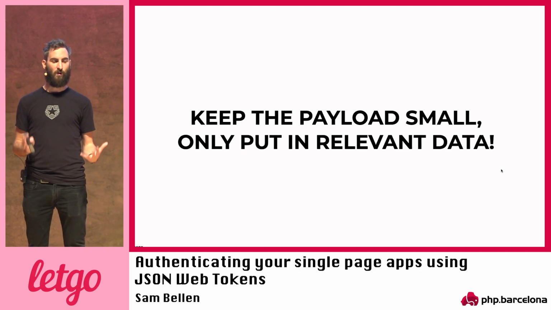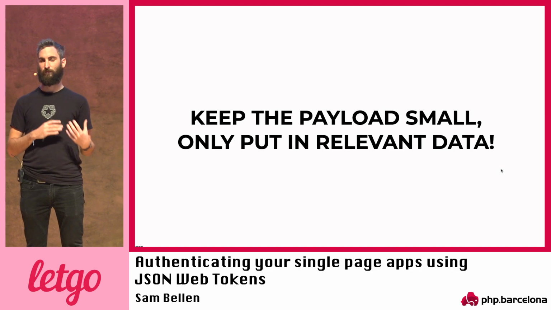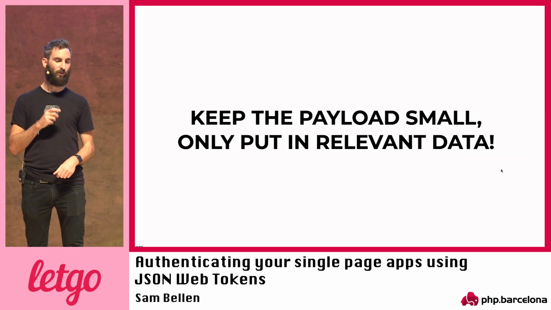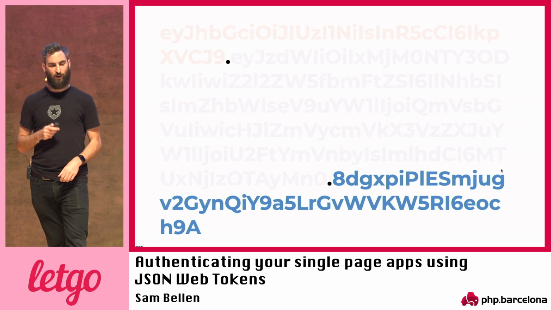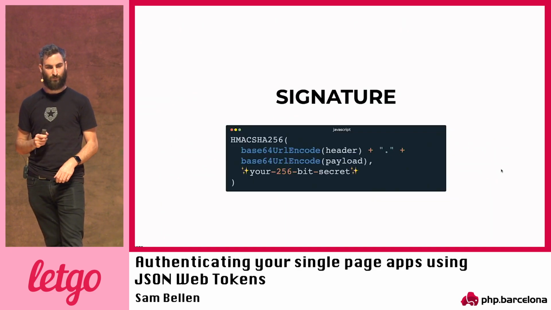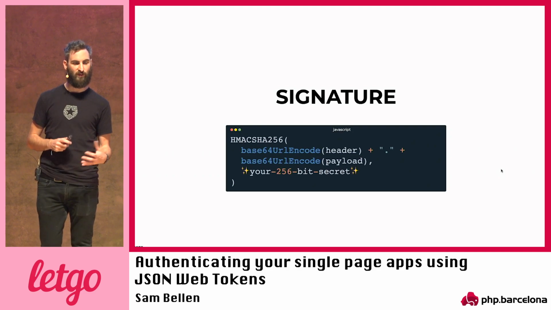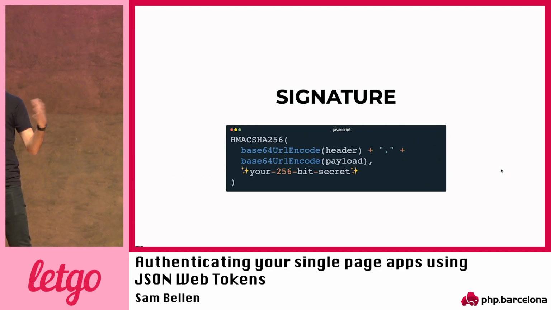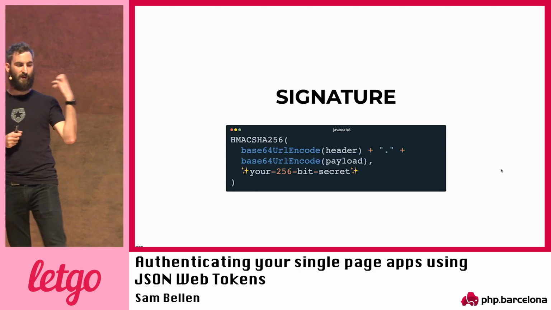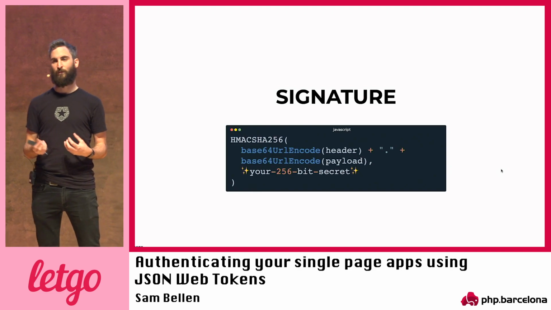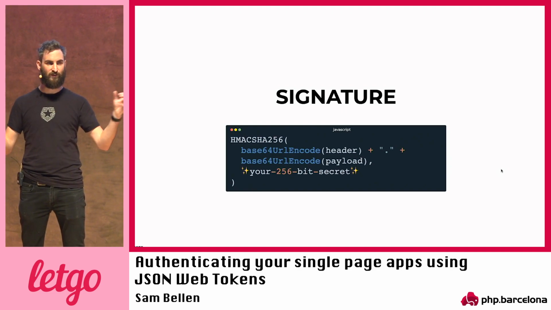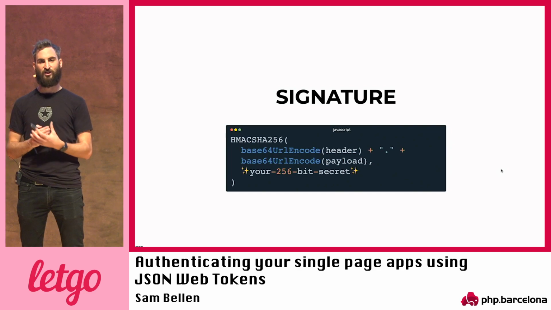So try to keep it as small as possible, and only put in relevant data that you have use for when using this token. And then the last part is a signature. It can be something like this. You take a signing algorithm, this one is HMAC, and you take the base64 of your header, take the base64 of your payload, some secret, because this algorithm uses a shared secret to create the signature and to validate it.